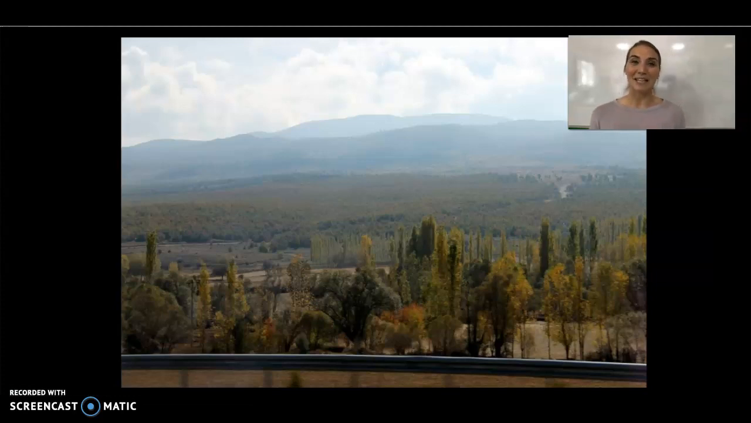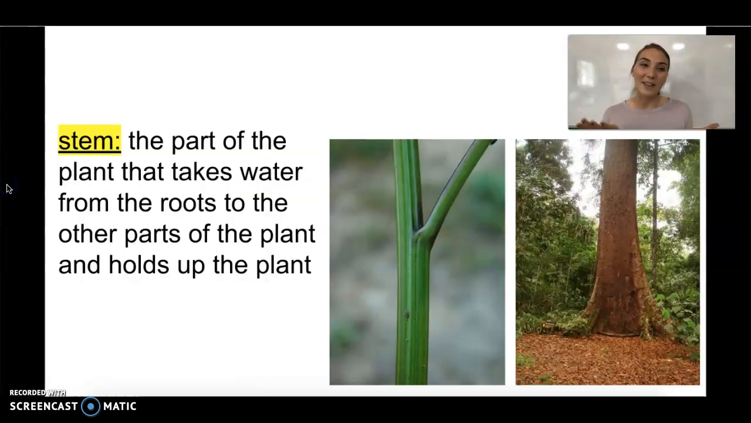Let's investigate plants further. Look at this picture. Are all of the plants in this picture the same? What makes them different? One way that plants can be different from one another is by their stem. The stem is the part of the plant that takes water from the roots to the other parts of the plant. It also holds the plant up nice and tall.